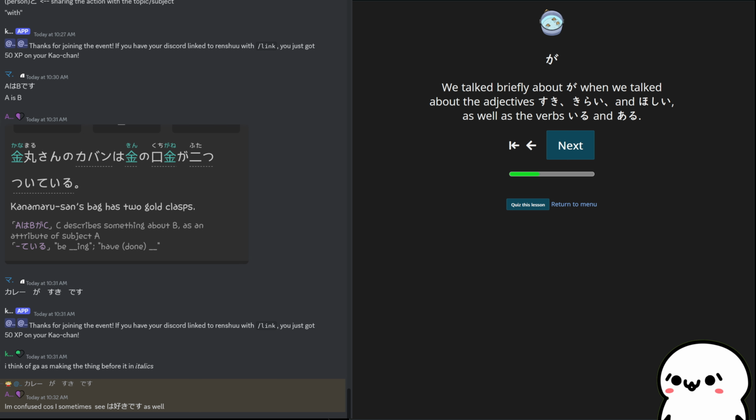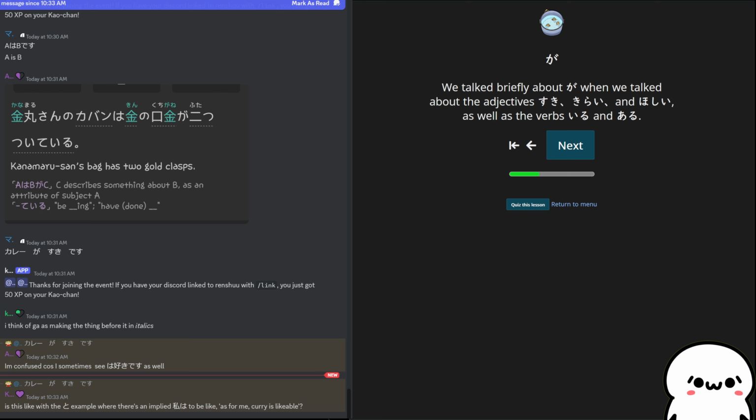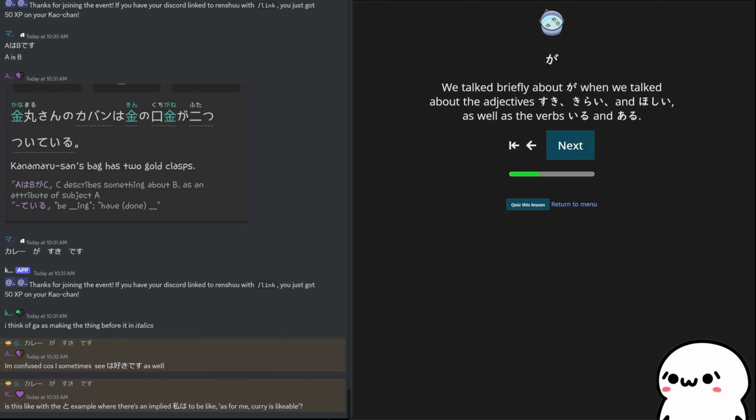There's actually a topic in the Renshu forums I put up some time ago that talks about that exact thing, the wa and ga switching. And I'll point that out at the end of our lesson for you to read if you want. So, number one is look at these elements as patterns. Try not to break it down too much, but look at them as patterns.